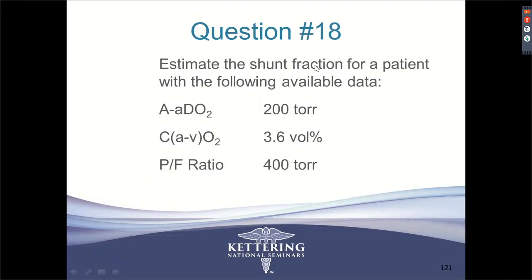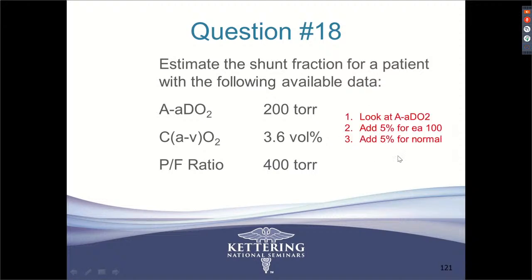Oh, great. Estimated shunt fraction for a patient with the following available data. Remember, shunt, that's our 3-step process for calculating this, all right? And the first thing we've got to know is what is the A-a gradient? So how many hundreds are there in the A-a gradient here?